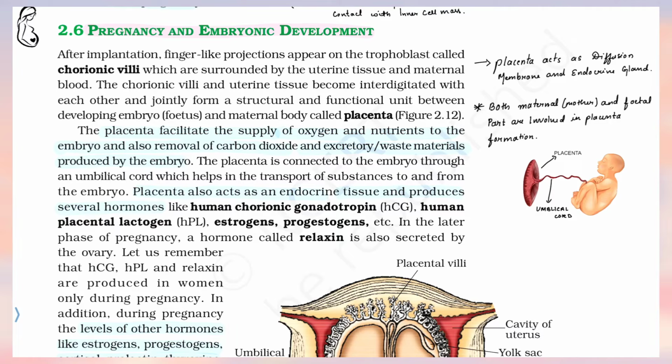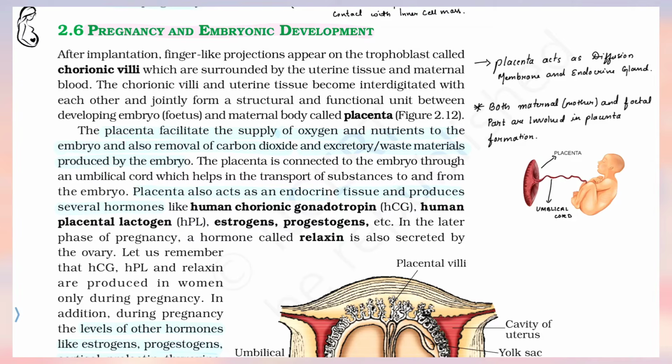The placenta facilitates the supply of oxygen and nutrients to the embryo and also removal of carbon dioxide and excretory or other waste materials produced by the embryo. The placenta is connected to the embryo through an umbilical cord which helps in the transport of substances to and from the embryo. Placenta also acts as an endocrine tissue and produces several hormones like human chorionic gonadotropin (hCG), human placental lactogen (hPL), estrogens, progestogens, etc.